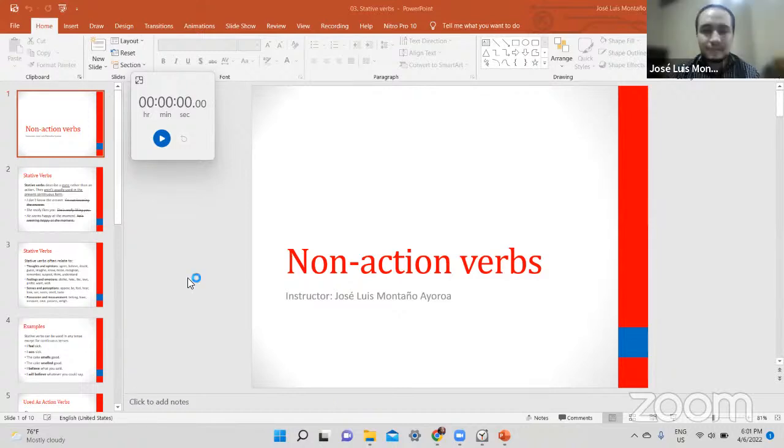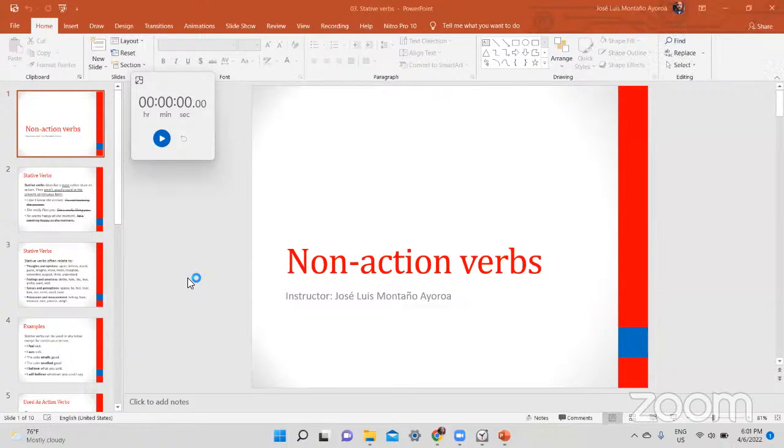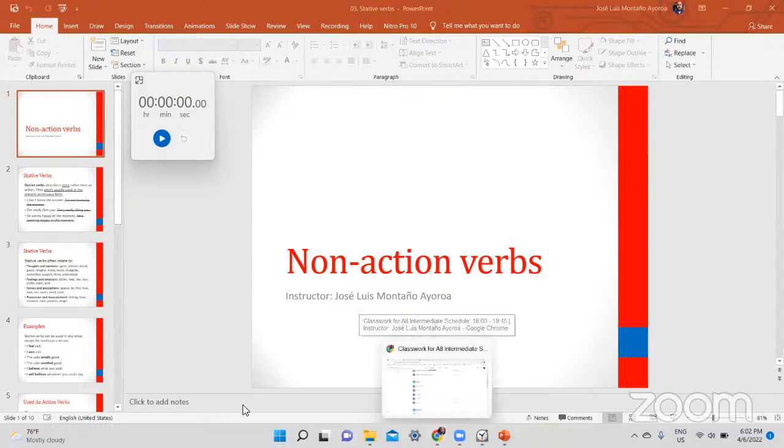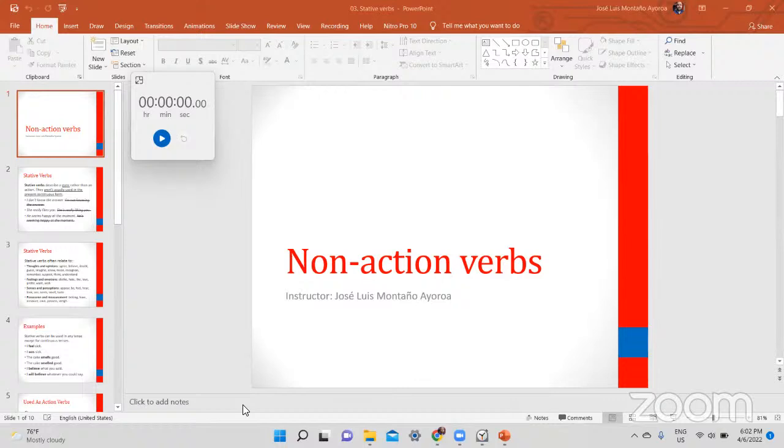Good afternoon, teacher. Non-action verbs are used for situations, and I don't know. No, action verbs are used for situations that you are doing, and state verbs or non-action verbs, it refers to... I don't know how to explain it.